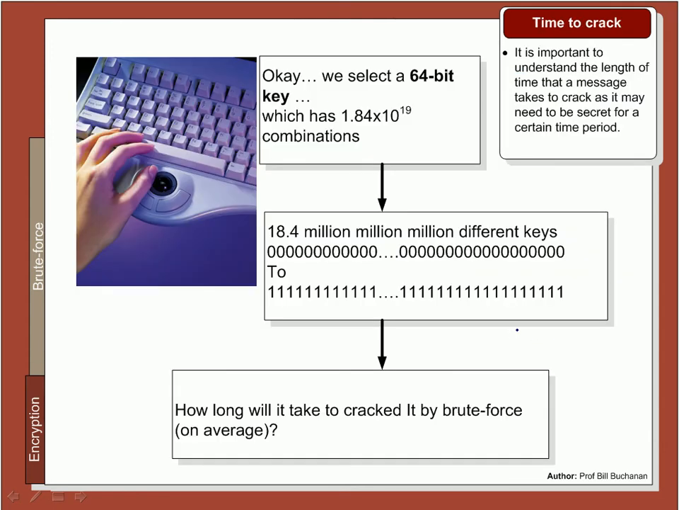Okay, so let's take an example. We'll take a fairly difficult 64-bit key and see how long it will take Eve on average to find the key. It has 1.84 and 19 zeros different keys. Hopefully the key isn't at the start and will be somewhere near the end.